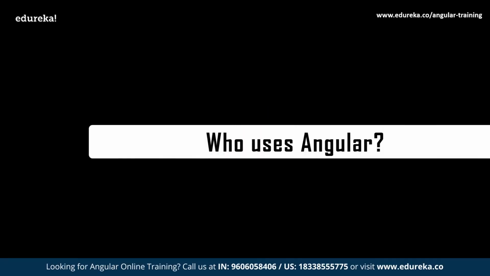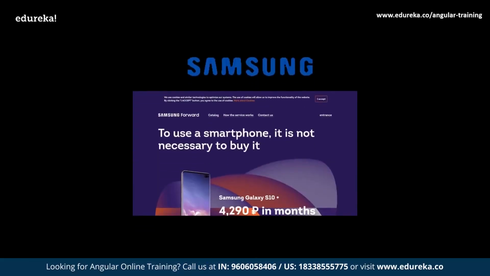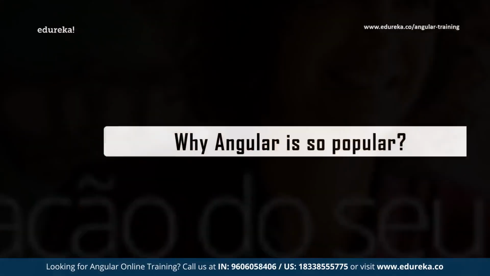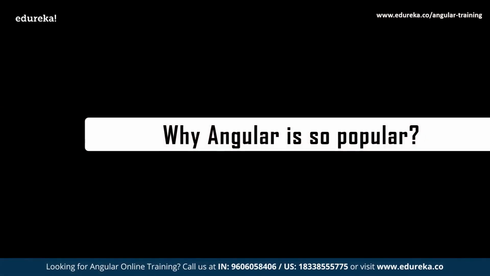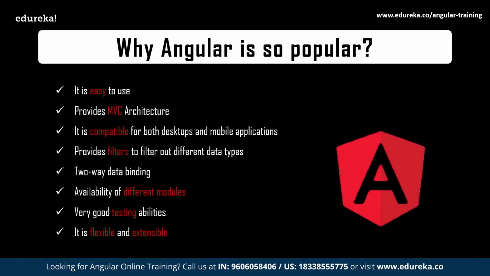So who uses Angular and why is it so popular? Angular is widely used by many companies to create their websites. Some of them are Google, Microsoft, Samsung, VMware, Santander, etc. Now there are many reasons why Angular is considered to be the best. Angular is easy to use. Angular allows its users to create full-fledged professional websites with much lesser code when compared to its rivals.